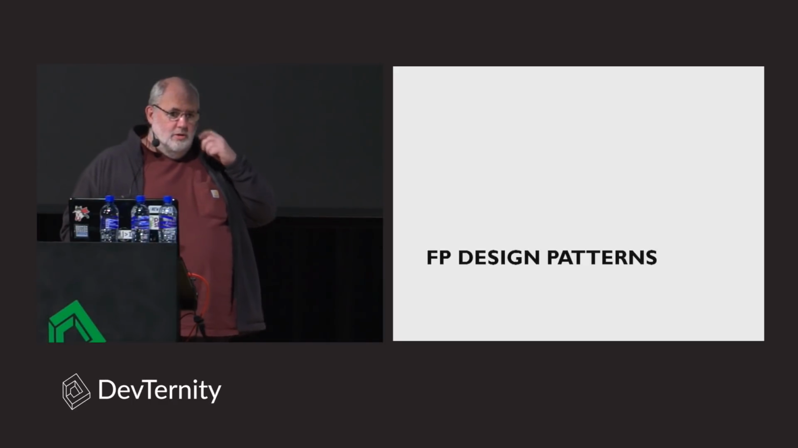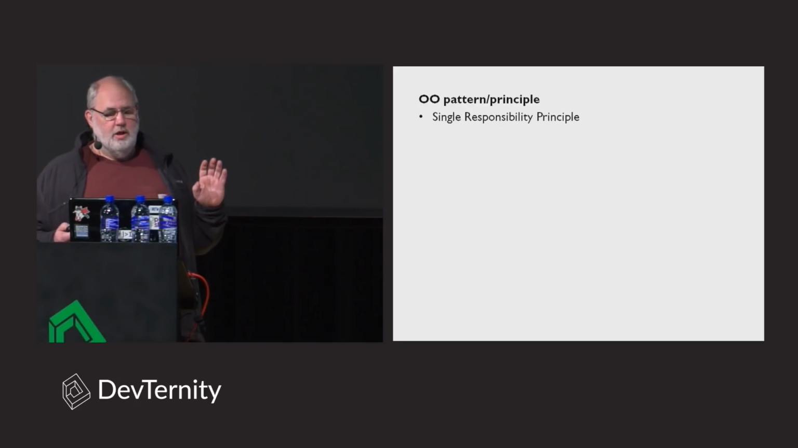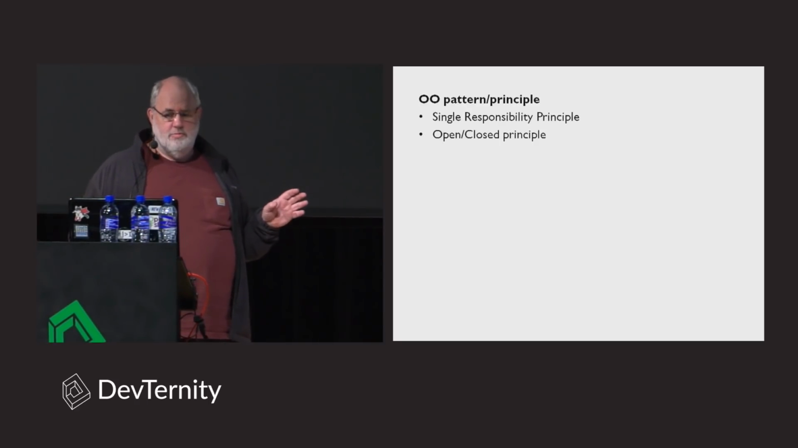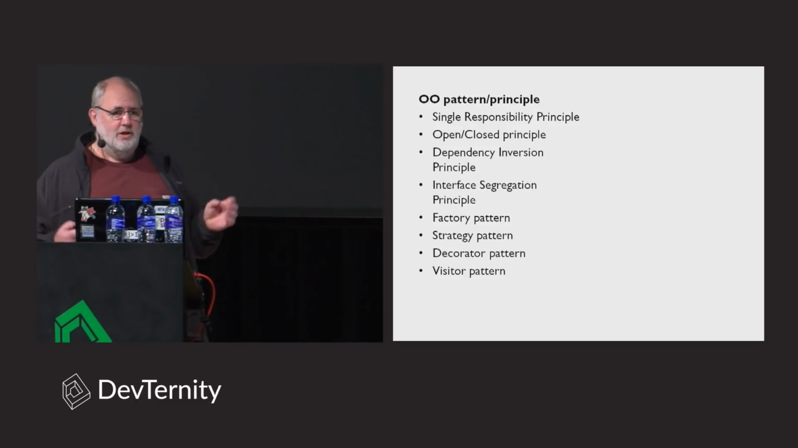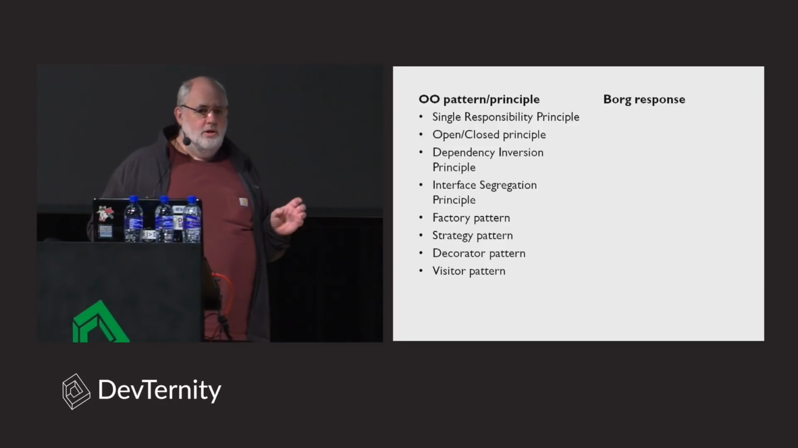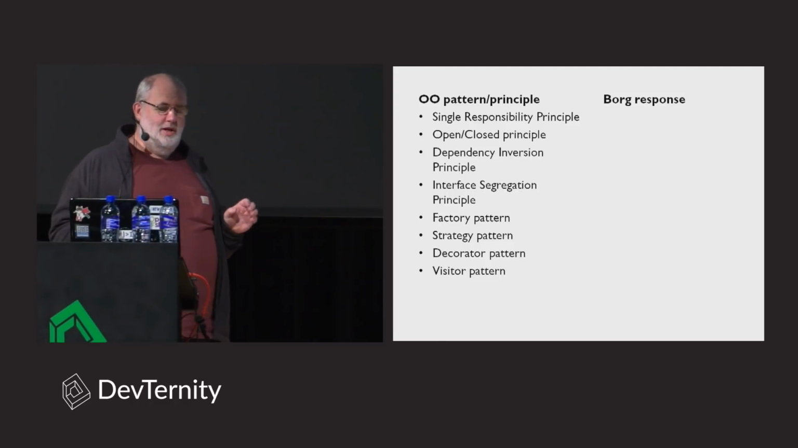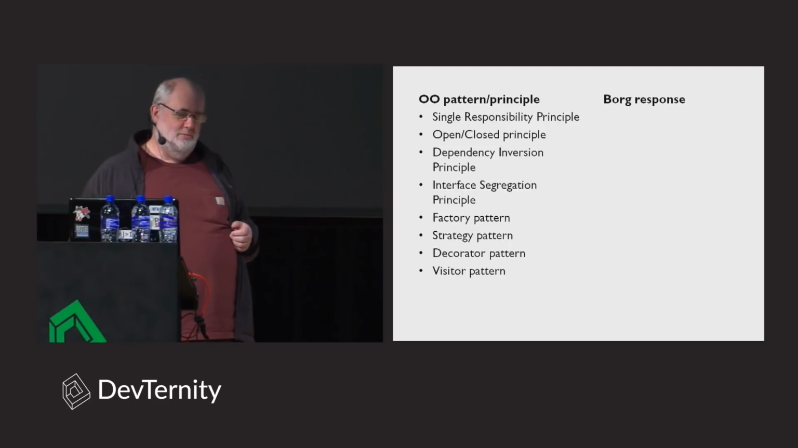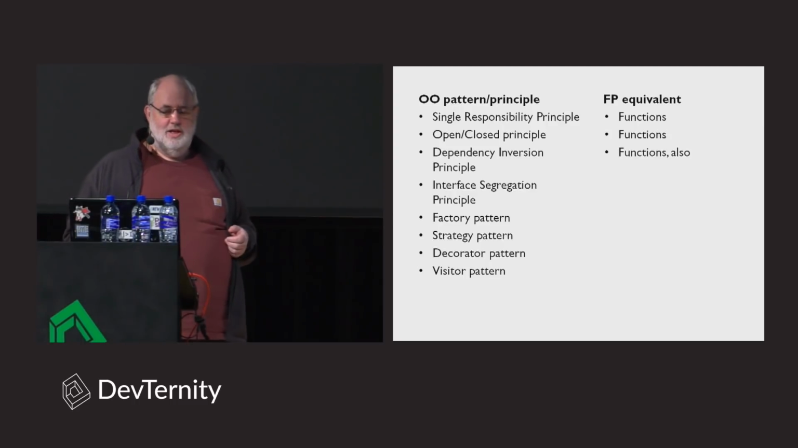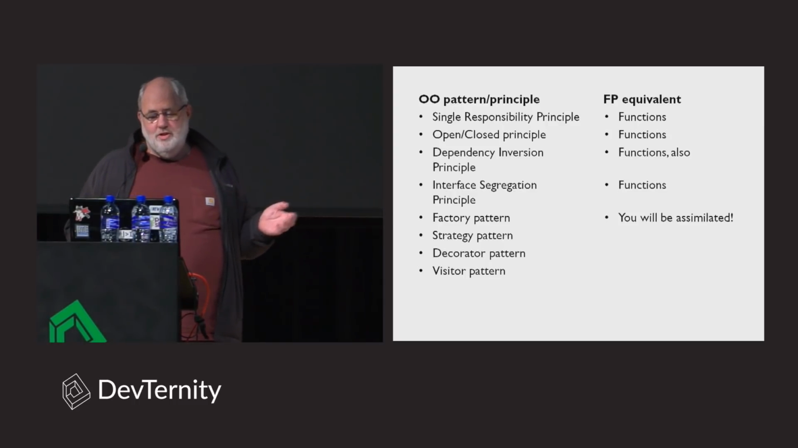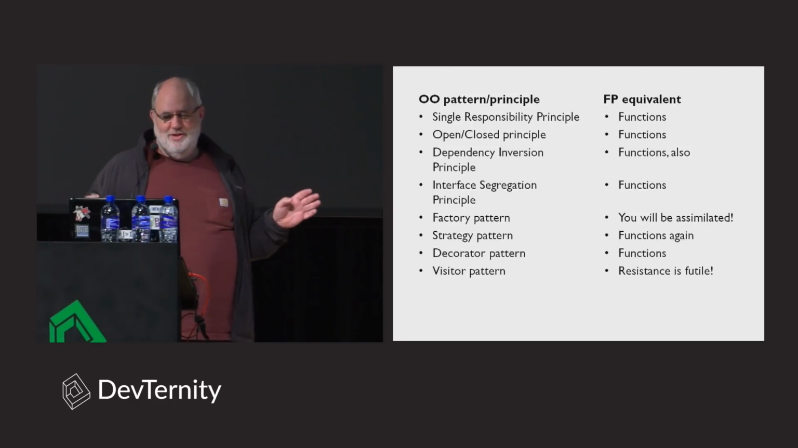So, functional programming design patterns. Now, we're all familiar with the object-oriented design patterns and principles, like the SOLID principles and open-closed and dependency inversion, factories and strategies and all that. So there's all these principles and patterns you use in OO. And when you got assimilated into the functional programming people, they give you these things to say. Every time someone says, well, how do you do the single responsibility principle? You say, that's functions. And then how do you do open-closed? Oh, that's functions. How do you do dependency inversion? That's functions. Functions. Resistance is futile, functions.